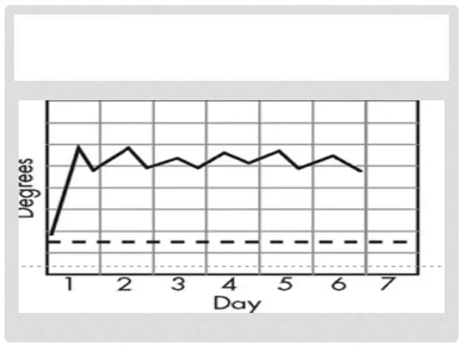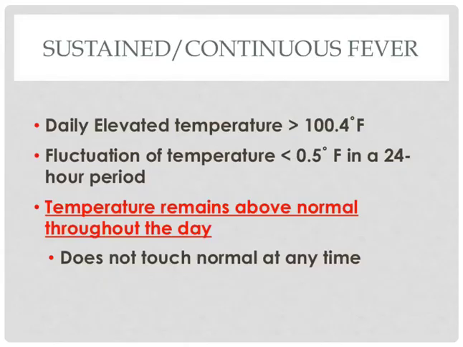Yep, sustained fever, correct? So that's a sustained or continuous fever. So they start out low grade, and then they live at this high temperature throughout the duration of the illness, and they don't come back to normal. So daily elevated temperatures over 100.4. The fluctuation of temperature, like from day to day, is less than half Fahrenheit.